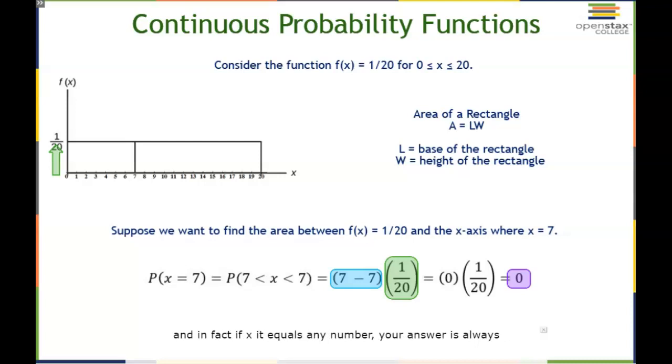And in fact, if x is any number, if it equals any number, your answer is always going to be 0 because the area in a line has no width. I know we can draw it with width, but technically it has no width. You don't have a high, you don't have a low, so you have no width to it and or length to it, depending on how you're looking at it. And therefore 0 times anything is always going to be 0.